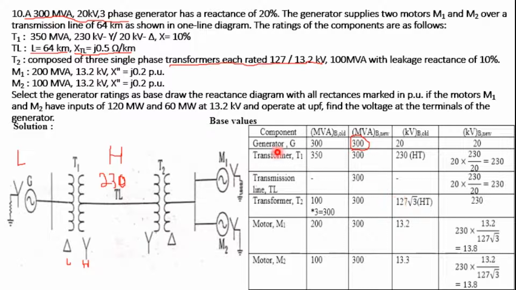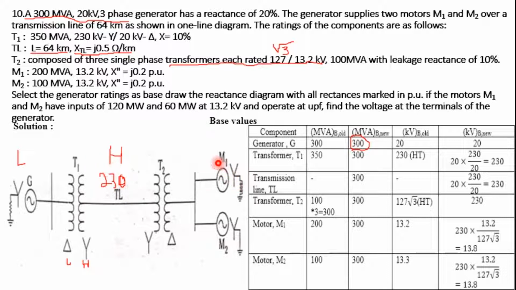Okay, the old value you can see here is 127 into 13.2. So what we need to do is multiply it by root 3 on the star side. Okay, 127 into root 3, how much will we get? It is 219 something like that. Similarly, what is the value we will get? It is 230 only.